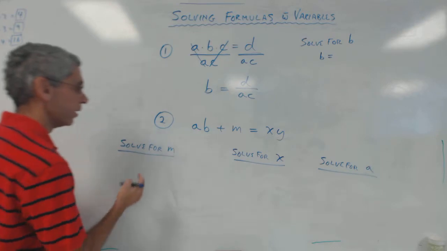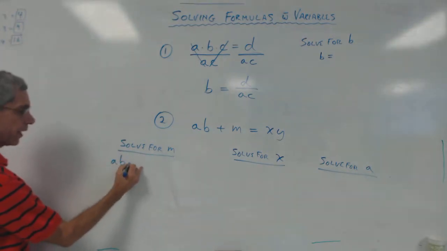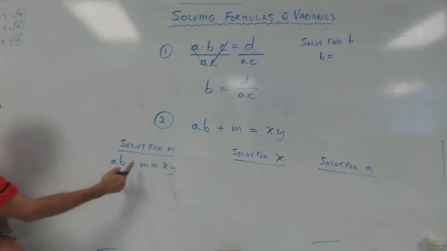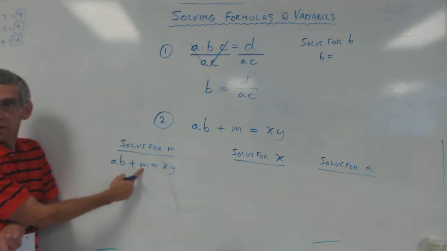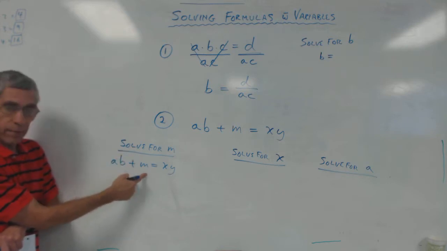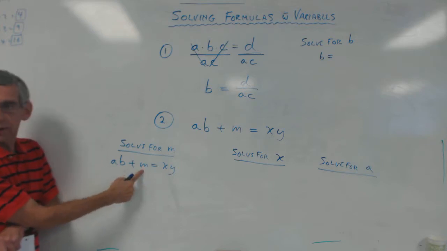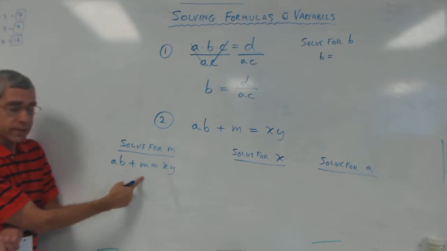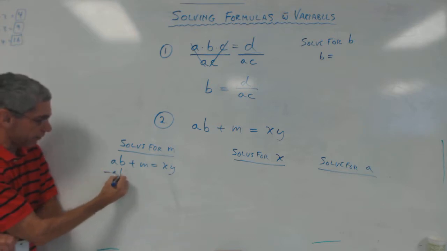So we're going to use the same thing. The first thing is M. I'm going to just rewrite it so that I have it here. AB plus M is equal to XY. Now I want M all by itself. It's got to say M equals, right? That's what it means when it says solve for M. So what is in the way of M being all by itself? AB. What is AB doing to M? It's adding, therefore you subtract. I'm going to subtract AB from both sides.